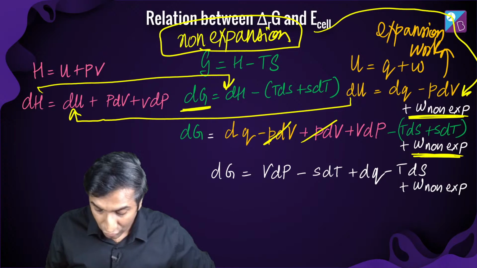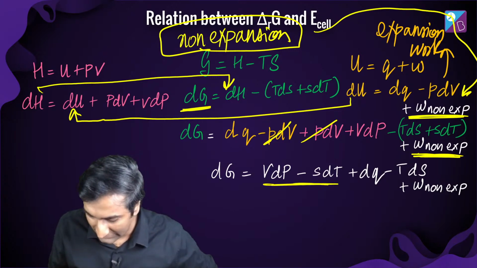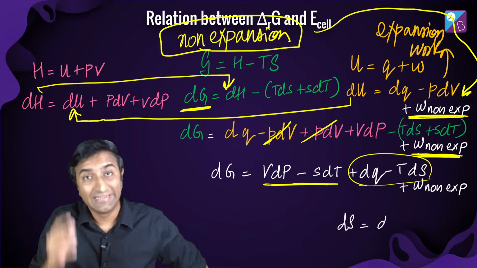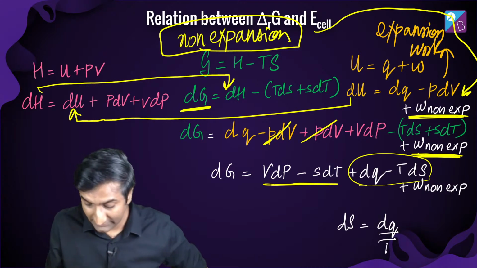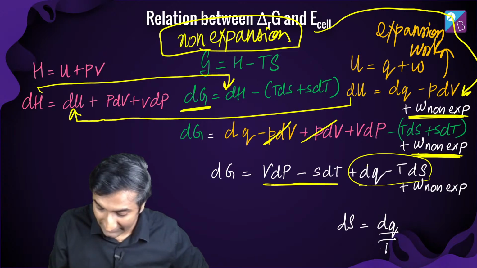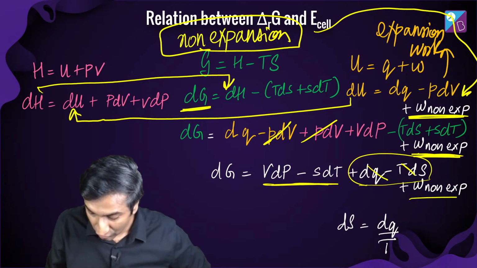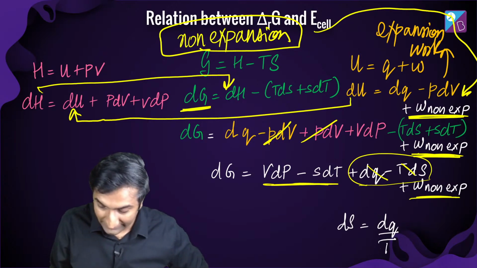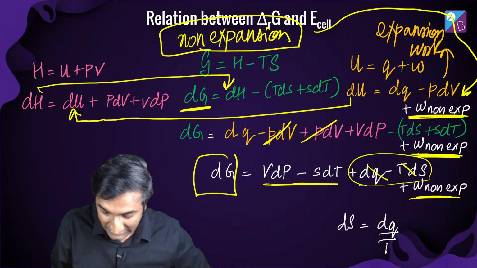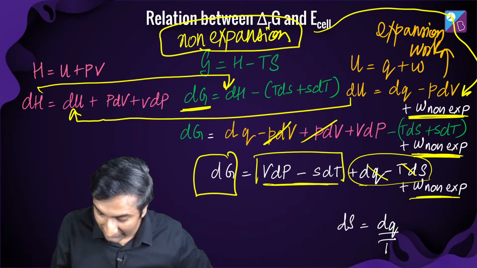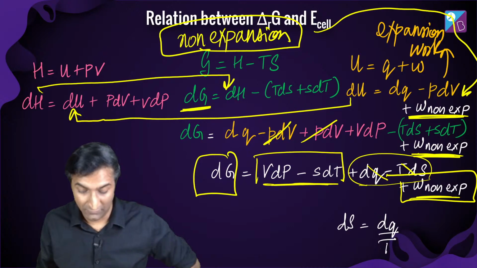खैर, you may have seen this equation, but ये सब कहाँ गया? How does this go away? You see that the definition of entropy is this. So both of these get cancelled out. ठीक है? So what you're left with in the end is this expression. Okay, that dg is vdp minus sdt plus non-expansion work.